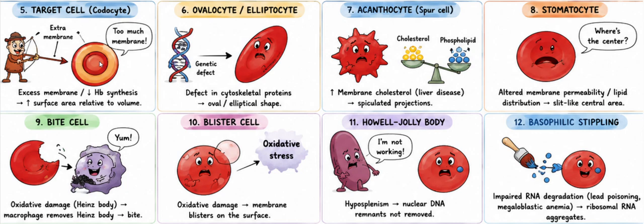This is usually seen in cases of hemoglobinopathies, where a decrease in hemoglobin synthesis is the pathogenesis. Also in liver diseases, where there is excess membrane. So in liver diseases and in your hemoglobinopathies you get the target cells. These are also known as podocytes. The next will be an ovalocyte.